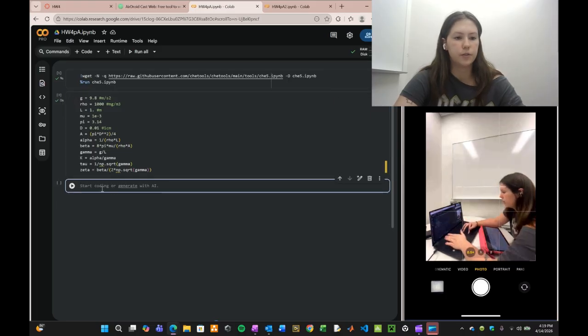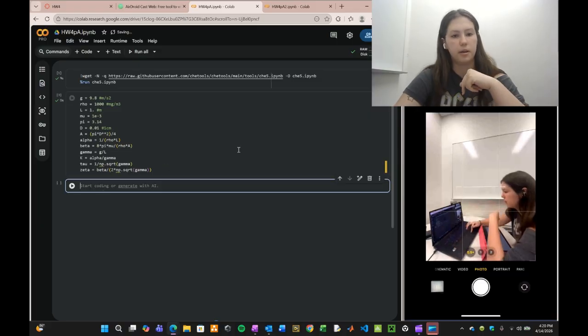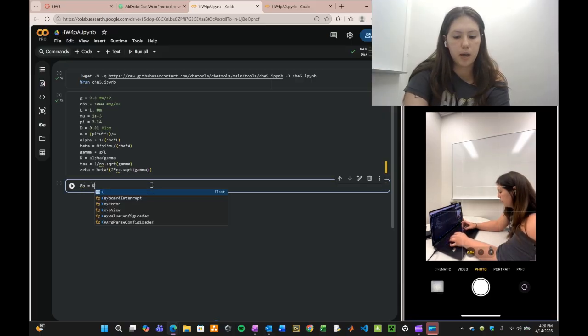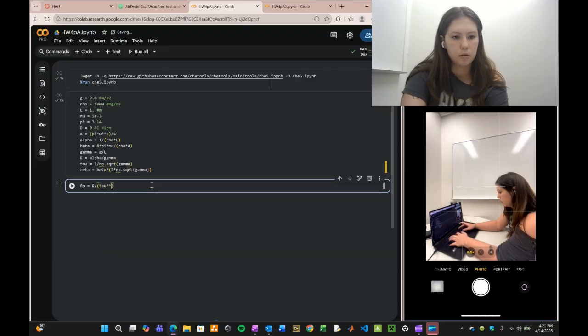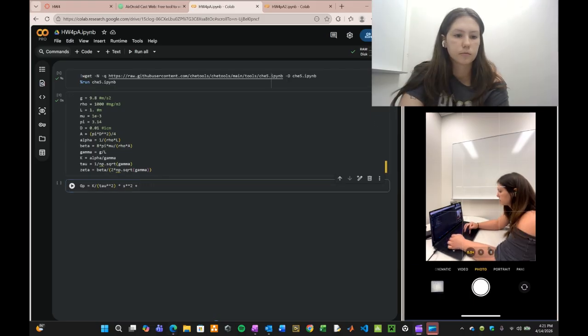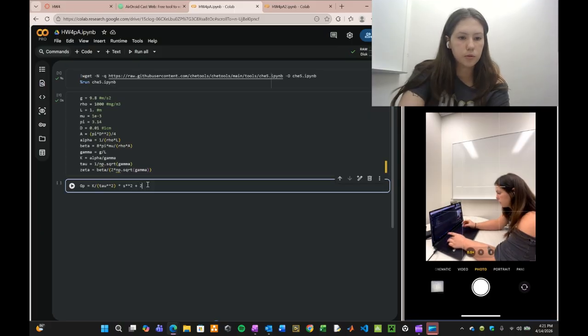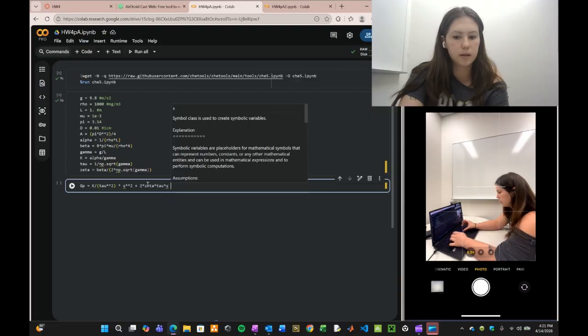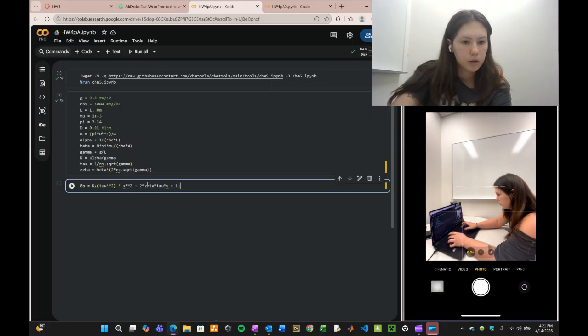And now we need to define our GP. So our GP will be K divided by tau squared times S squared plus 2 times zeta times tau times S, and then plus 1. Okay.